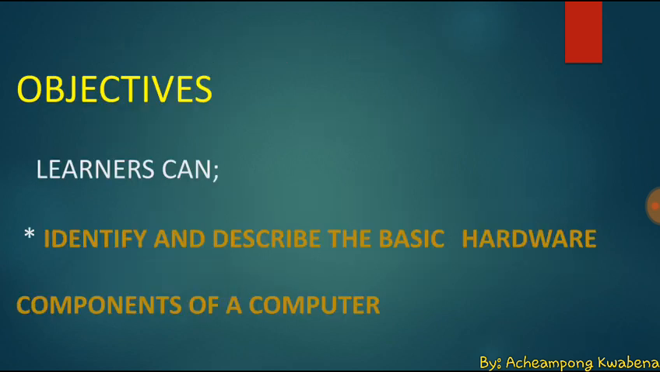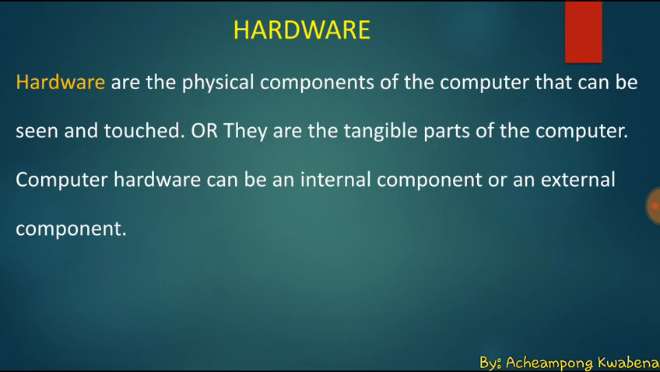At the end of this lesson, you should be able to identify and describe the basic hardware components of a computer. When we say hardware, we are referring to the part of the computer that can be seen by the user and can be touched. I hope you are familiar with some of these components. So when you say hardware, we are referring to the physical component of the computer that can be seen and can be touched, or the tangible part of the computer.